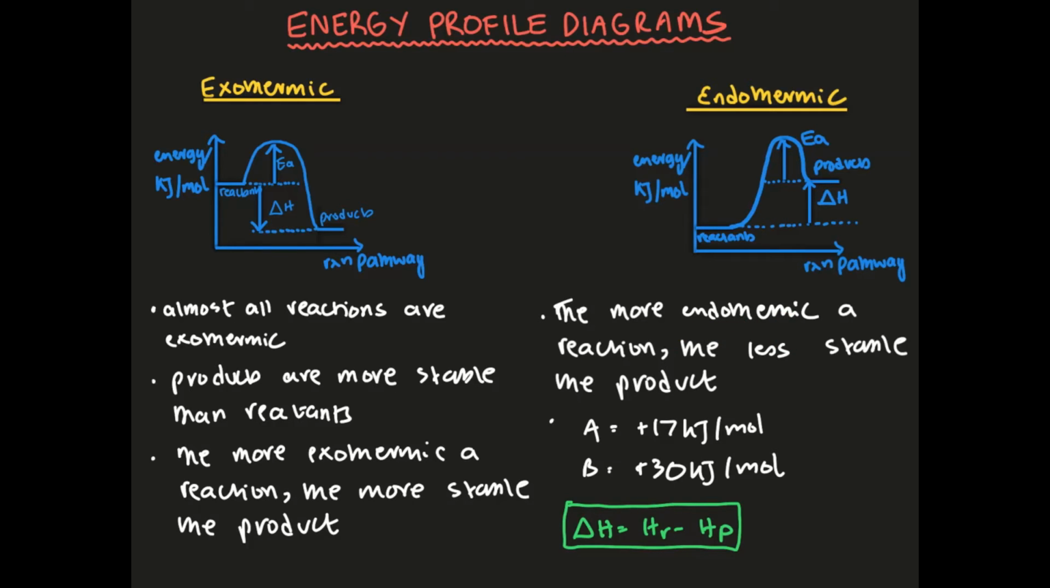So whenever a reaction takes place, it's always better if your product is as stable as it can be. Because of that, almost all reactions are exothermic, because in exothermic reactions you have stable products being produced. And if you want to calculate delta H, this is going to be the formula. You're always going to do reactants minus products if you want to calculate delta H.